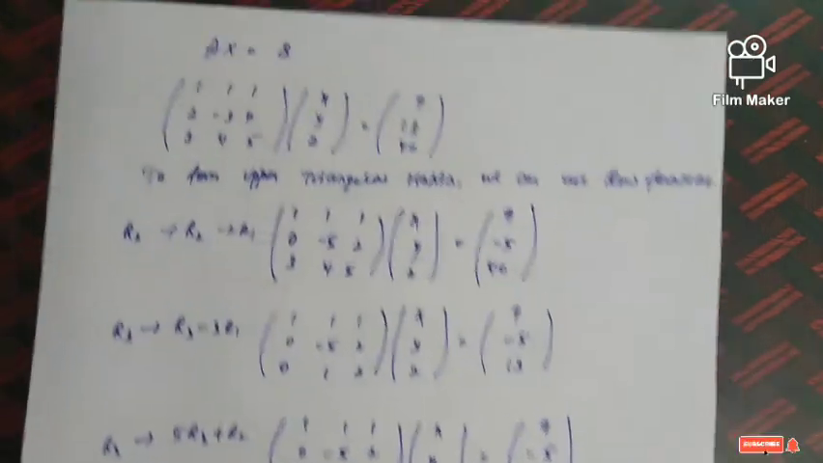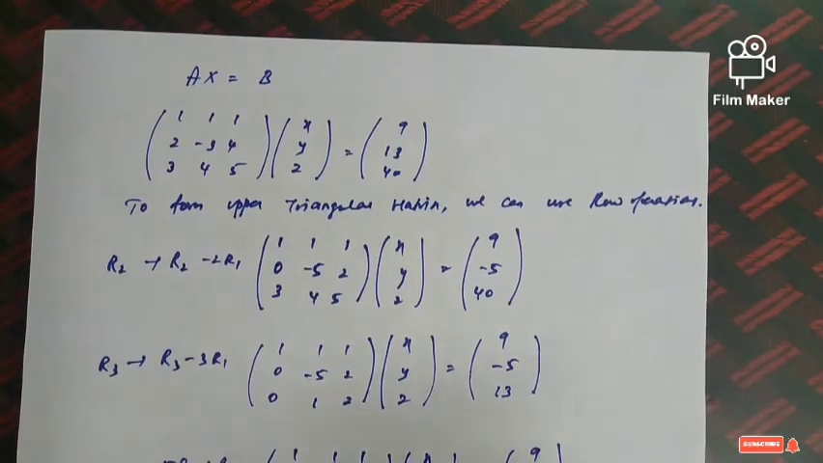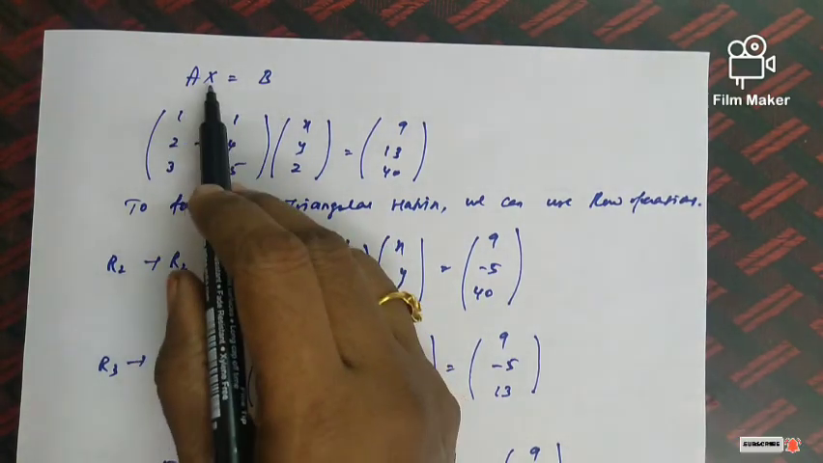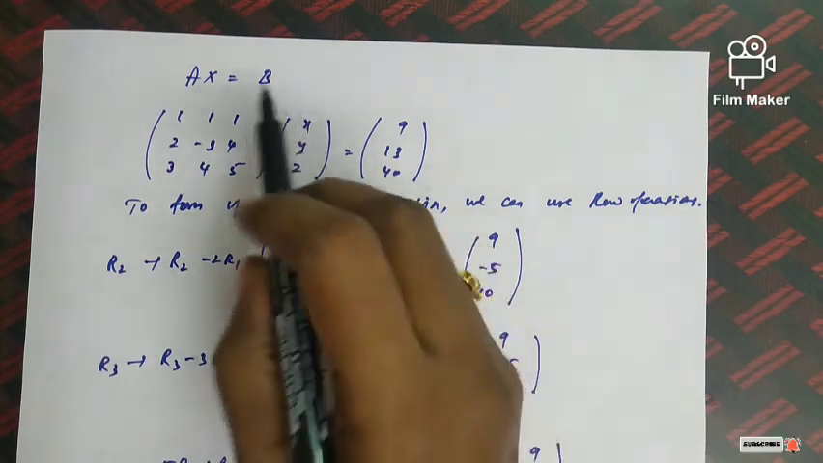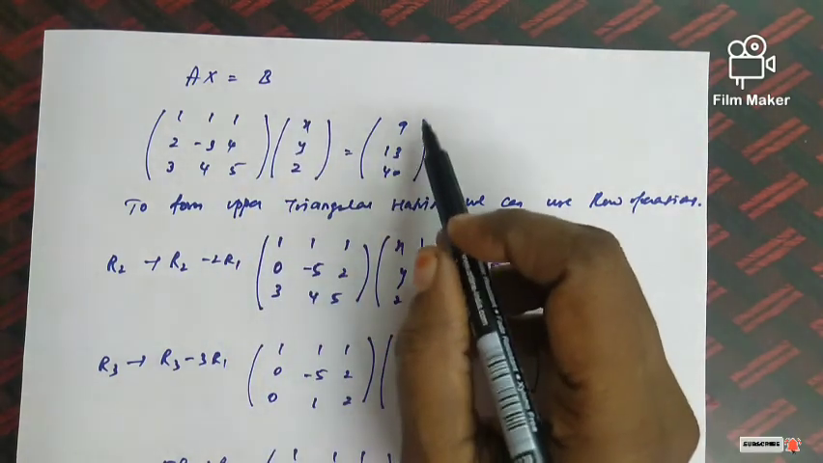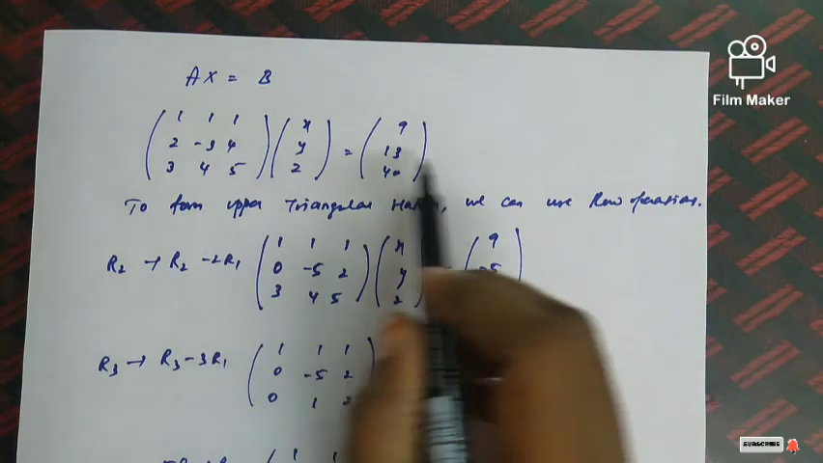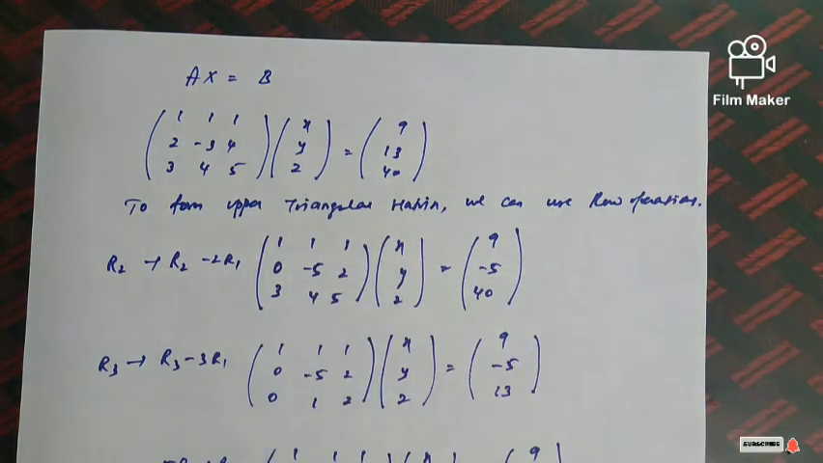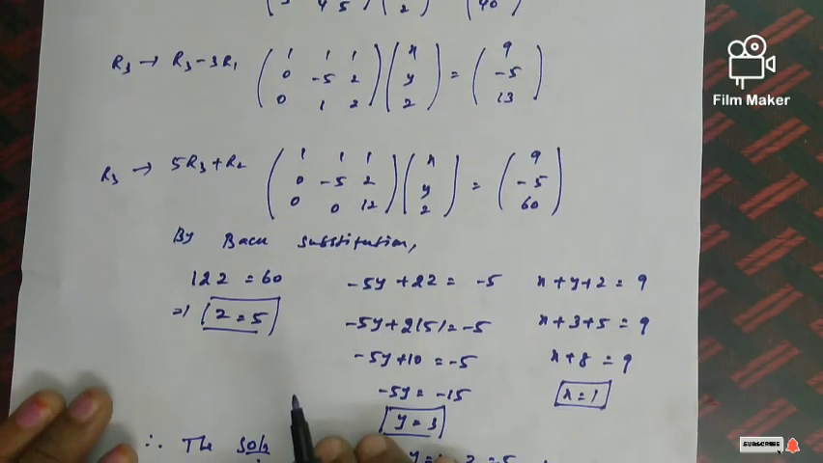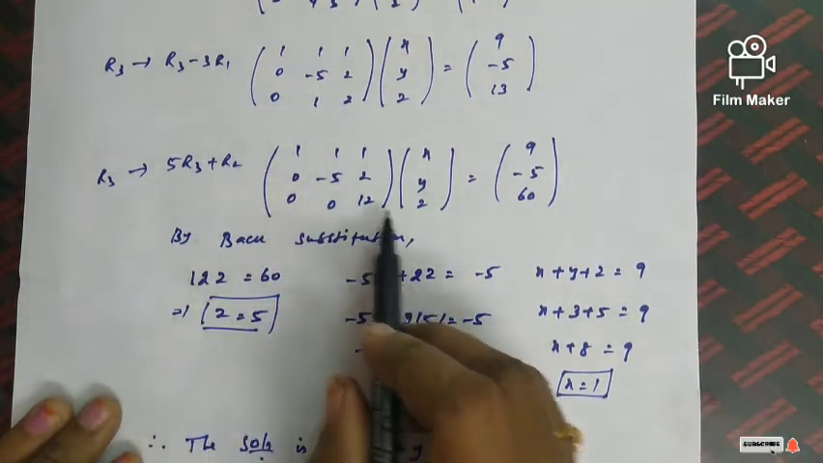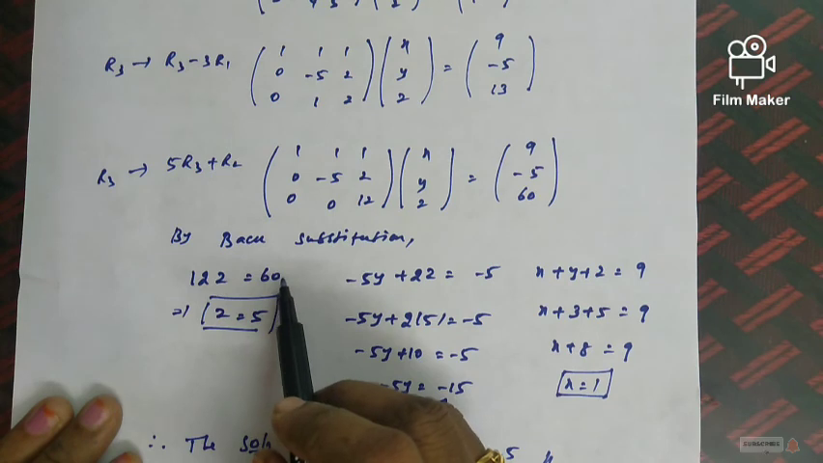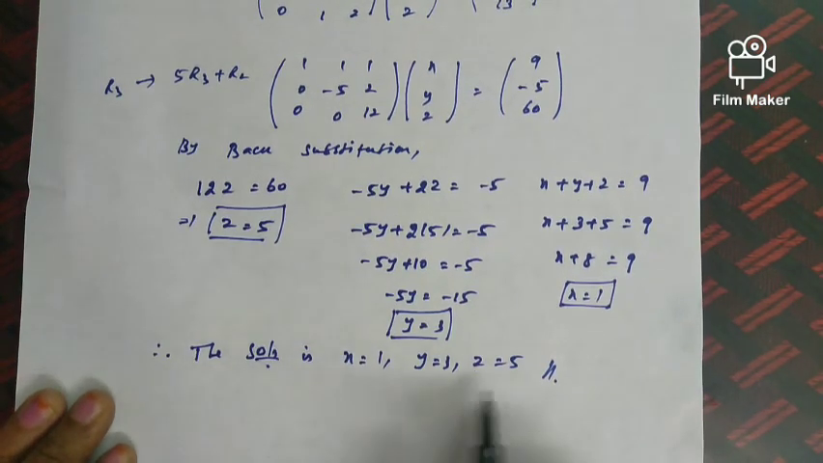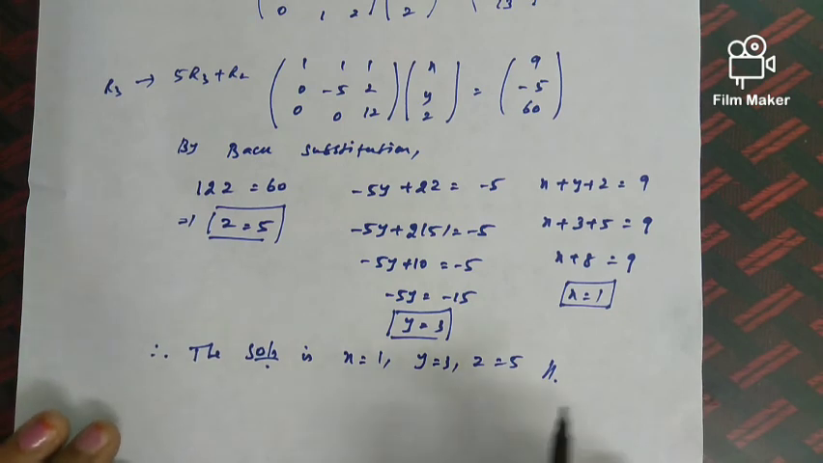So the first step is to form the given system of equations in the form of Ax equal to b. A is the coefficient matrix, x is the variables involved in the equations, and b is the constant terms in the given system of equations. After this formation, we try to make an upper triangular matrix using row operations. After getting an upper triangular matrix, by the method of back substitution, we can get the solution of the given system of equations. So this is the procedure for the Gauss elimination method.